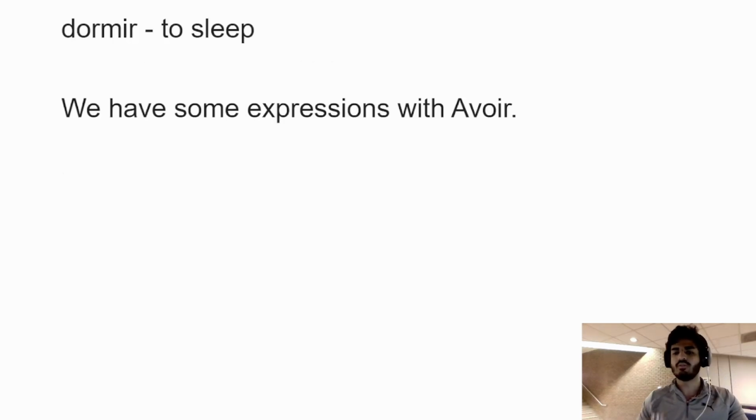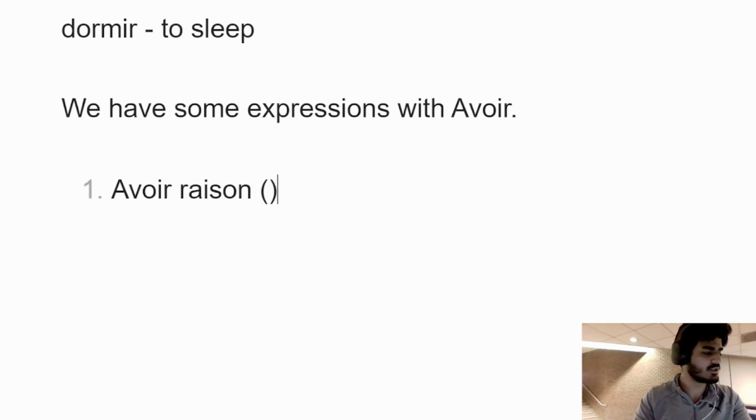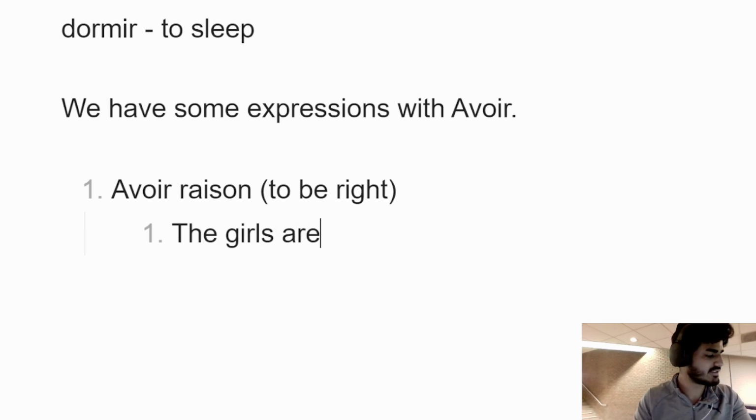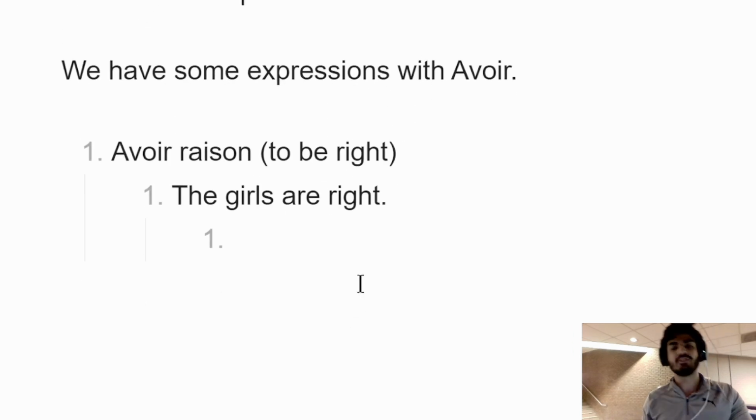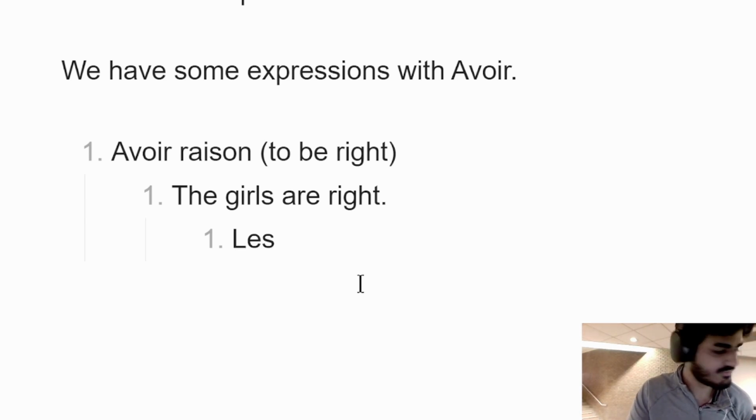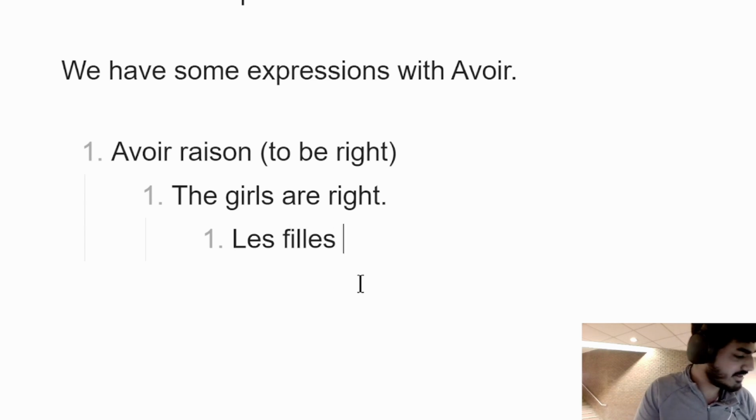And then we have the fourth one. For example, avoir raison. Whenever you say avoir raison, it means to be right. For example, the girls are right. How do you translate the girls? It's plural: les filles. Very good. Les filles.